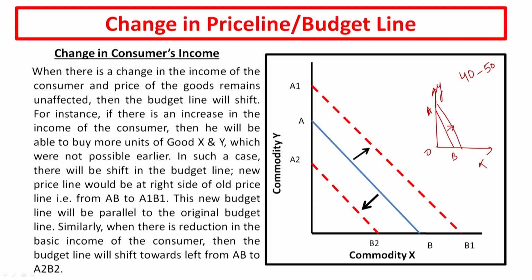original price line. But suppose the income of the consumer is reduced from 40 to 30. Now, the price of the commodity remains constant. But what happened? Now, the consumer will be able to purchase less of the commodity. So, the price line will shift towards the left of the original price line, like this.